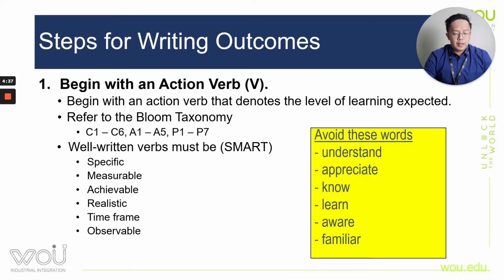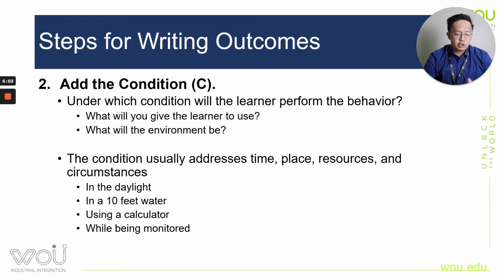Okay, coming back to our slide, we have covered the action verb. The next thing we want to see is some of the key things you need to avoid. Avoid words like understand, appreciate, know, learn, aware, familiar, because these words are not specific and are very difficult to measure. For example, how do you measure someone's understanding level? So try to avoid all those words that are not so specific and not so measurable.